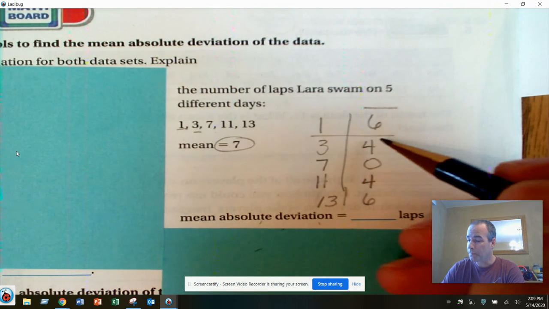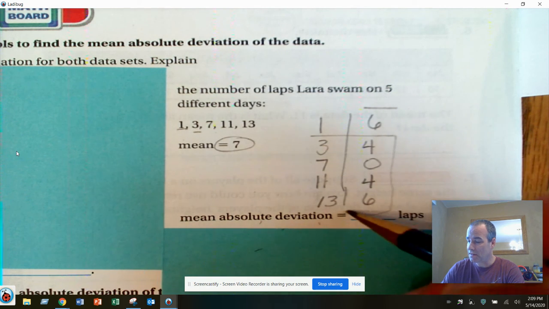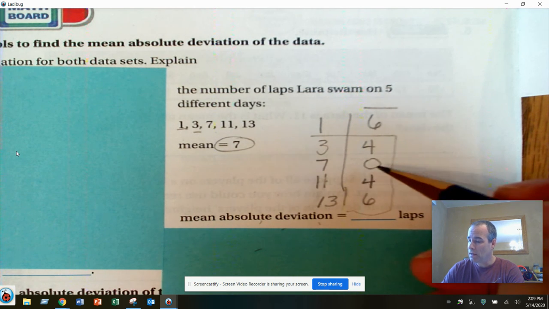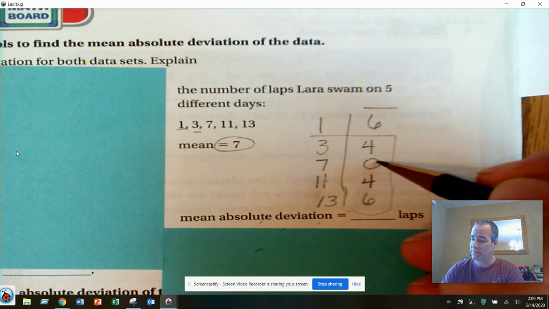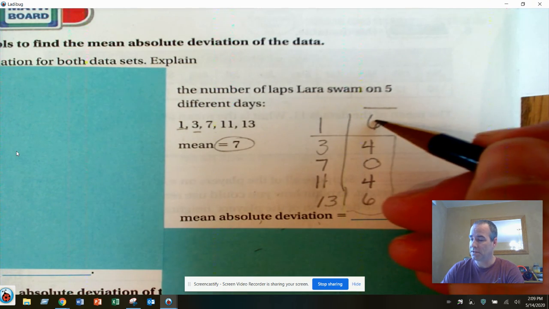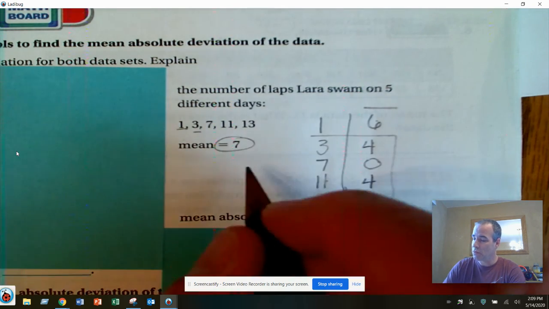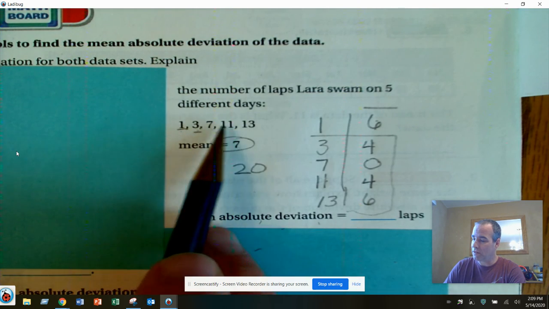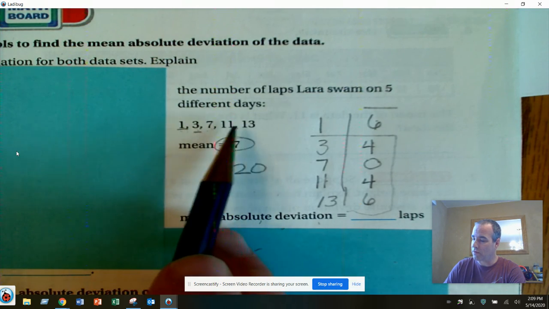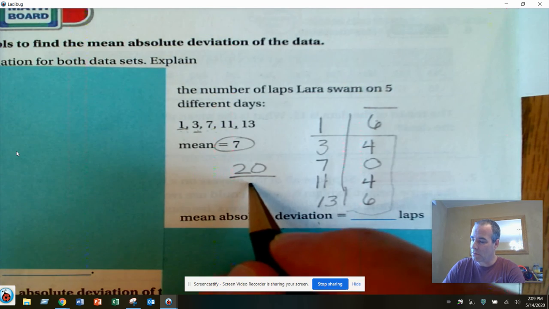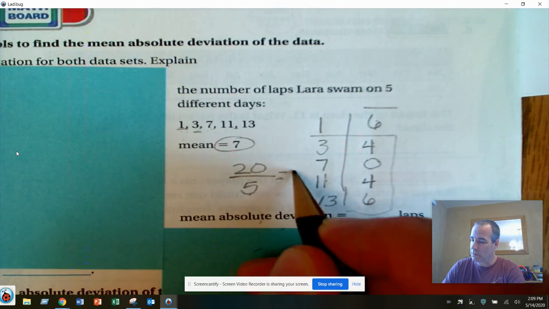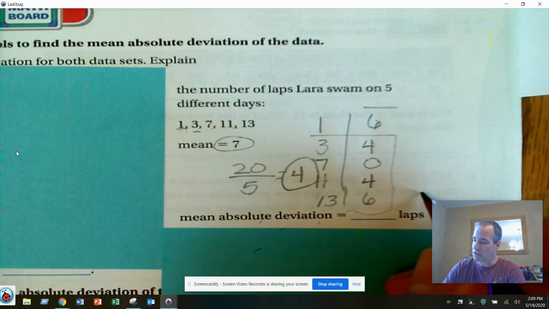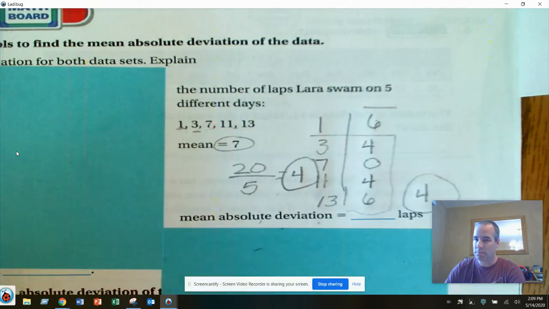Now I can take all of these. This is the same thing we did before, and add these all together. 6 plus 4 is 10, plus 0 is 10, plus 4, plus 6 is a total of 20 laps. And we're going to divide it by the number of days: 1, 2, 3, 4, 5 days. 20 divided by 5 is equal to 4. Our mean absolute deviation is 4 laps.